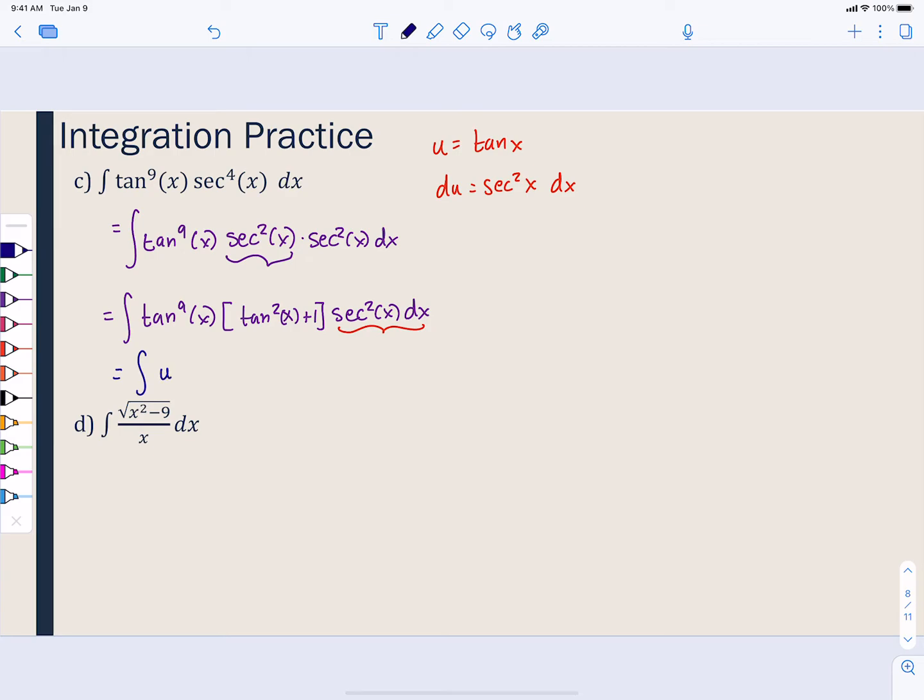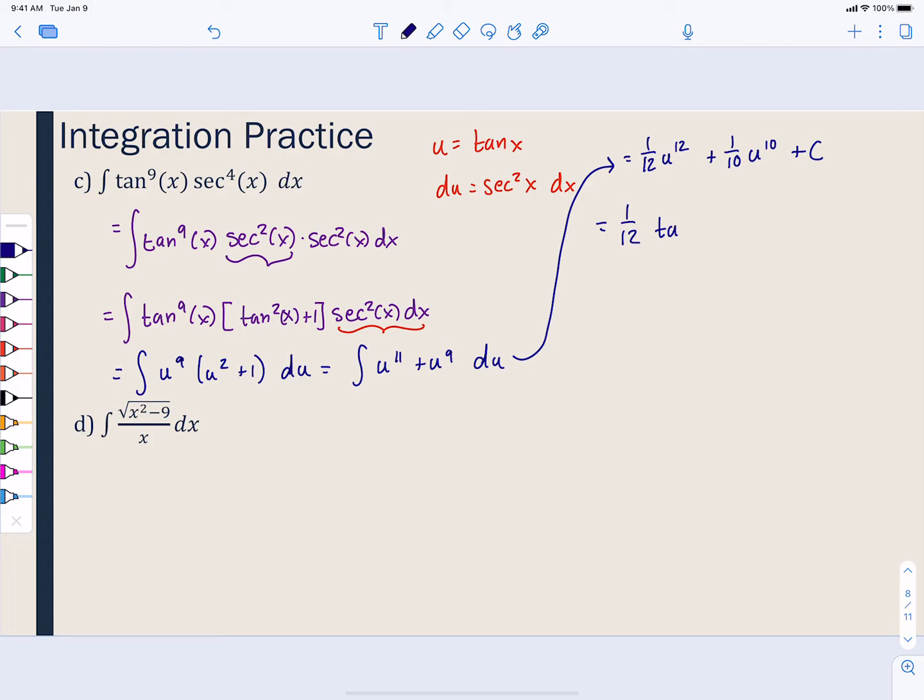So again, this whole part here that we reserved as a secant squared is there for us to do our substitution. And so we're going to get the integral of u to the 9th, u squared plus 1 du. Or if we multiply this out, we get u to the 11th plus u to the 9th du. We'll go up over here. We get 1/12th u to the 12th plus 1/10th u to the 10th plus c, and substituting back in, we get 1/12th tangent to the 12th power of x, and then 1/10th tangent to the 10th power of x plus c. All right, again, we'll take a moment if you want to hit pause and try out the next one.